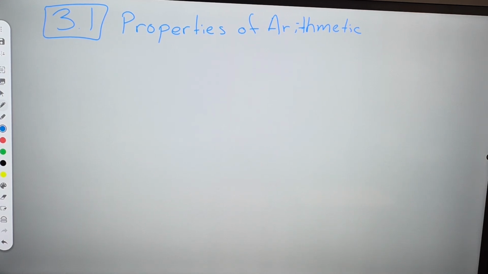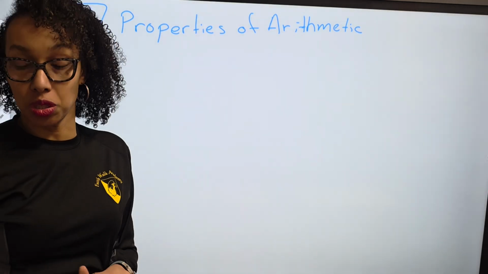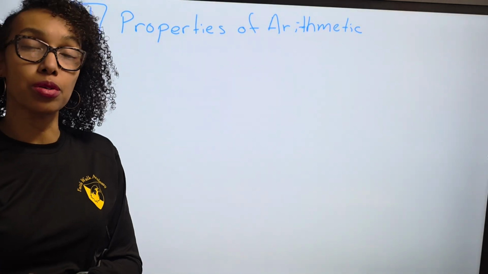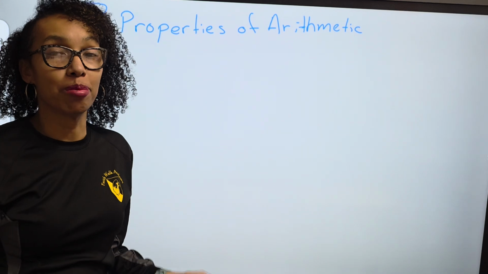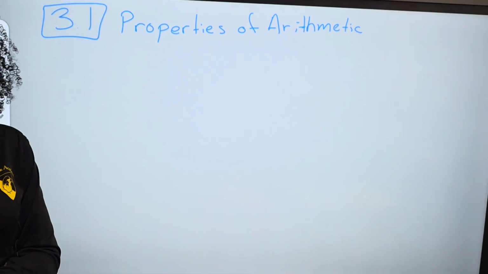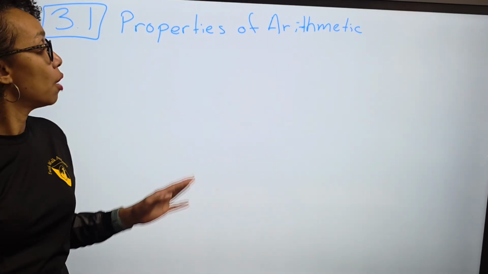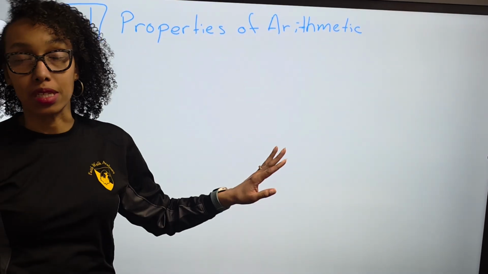Today we're on section 3.1, and this new unit is going to introduce us to signed numbers and algebra. So preparing ourselves for the next course, which is going to be pre-algebra, this is kind of a little prelude. And this first section is about properties of arithmetic.